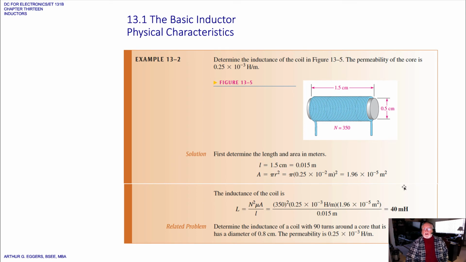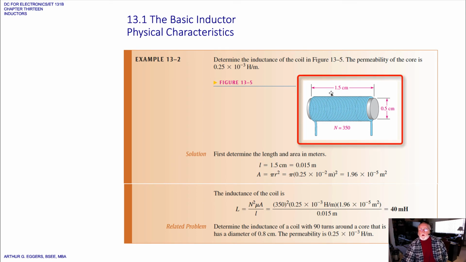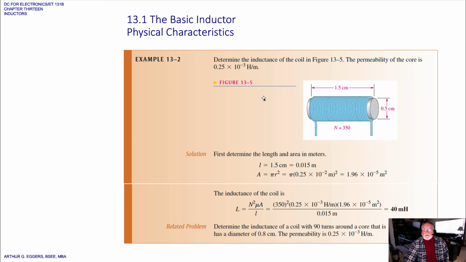So if we take a look at a quick example here, we've got a 1.5 centimeter length of core material, 0.5 centimeter in diameter, and N of 350, the number of turns. So in this example, we want to determine the inductance of the coil. The permeability of the core is set at 1/4 times 10 to the minus third. That's in milli, 10 to the minus third, H divided by m.